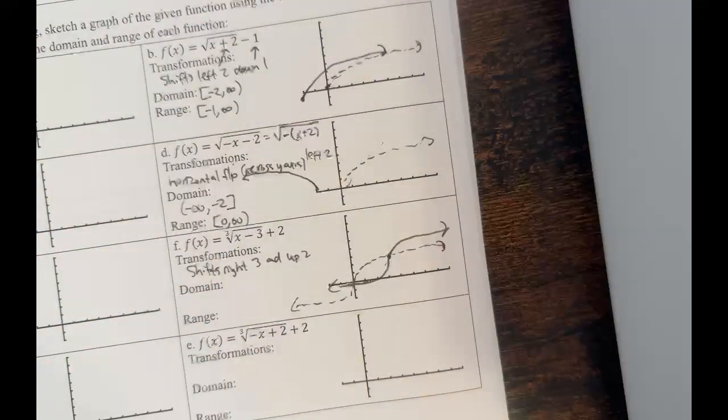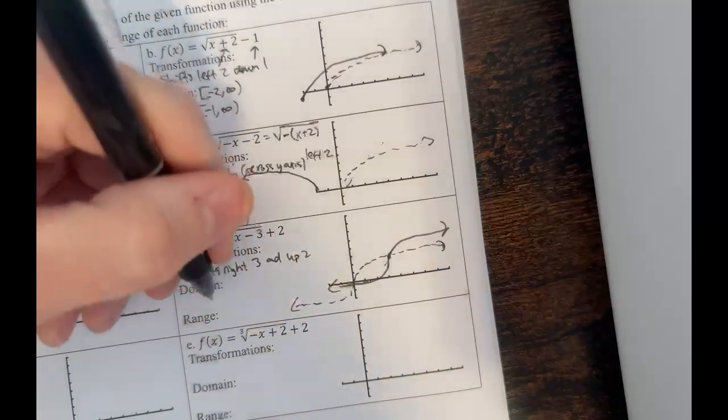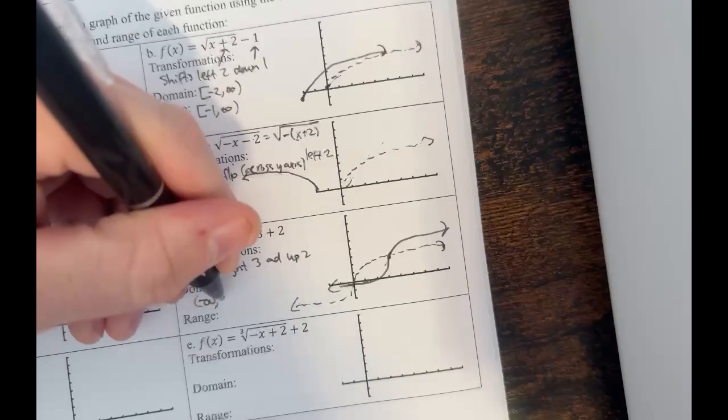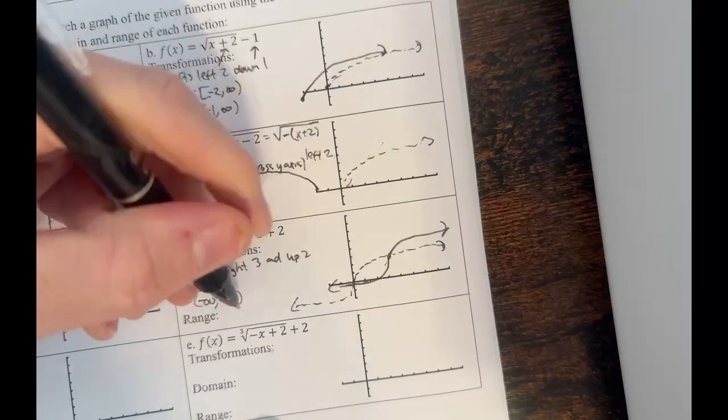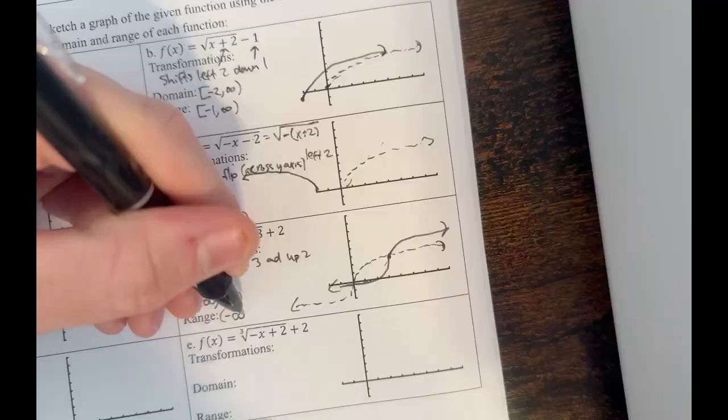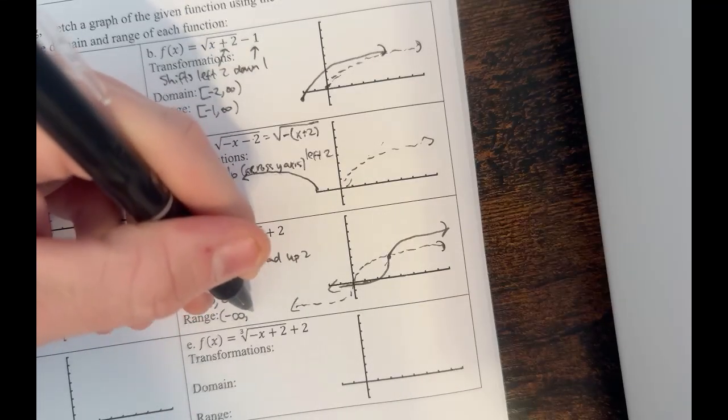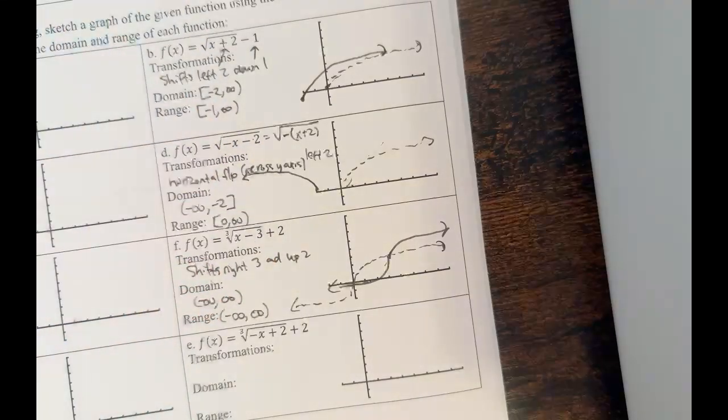Now, how far left will this go? Well, this will go forever left. How far right will it go? It'll go forever right. How far down will it go? It'll go forever down. It'll take it forever to get there, but it'll get there eventually. How far up will it go? It'll go up forever. So domain and range on these are negative infinity to positive infinity. Okay, and so that's something you're going to see.